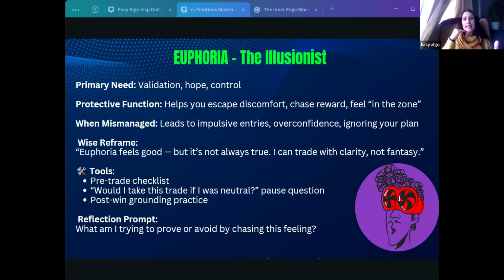Some tools here is our pre-trade checklist, actually knowing what to do and coming back to a sense of baseline. So this is not realism because anything's possible. So we do want to have that sense of hope and hopefulness, but we don't want to get lost in the illusion. We want to be able to stay grounded.